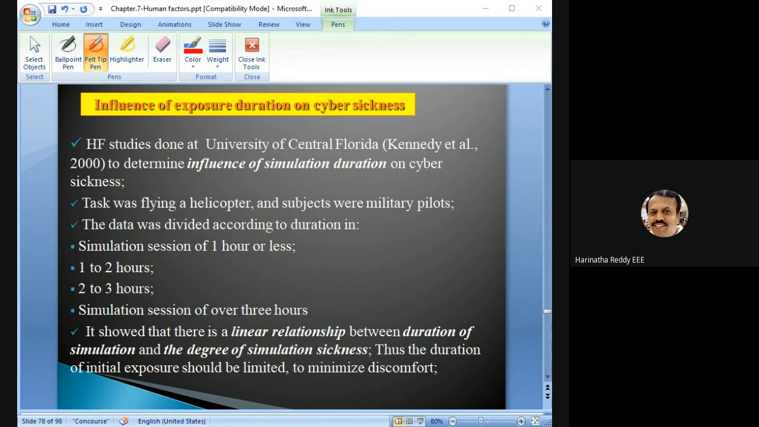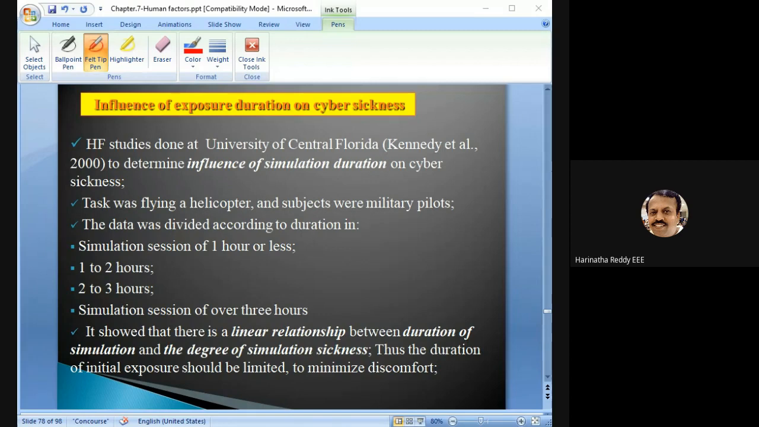The next one is influence of simulation duration or exposure duration, under neural conflict itself, that is, influence of simulation duration on cyber sickness. One experiment was studied at the University of Central Florida by Kennedy. They did human factor studies at this university in the year 2000 to determine the influence of simulation duration on cyber sickness.